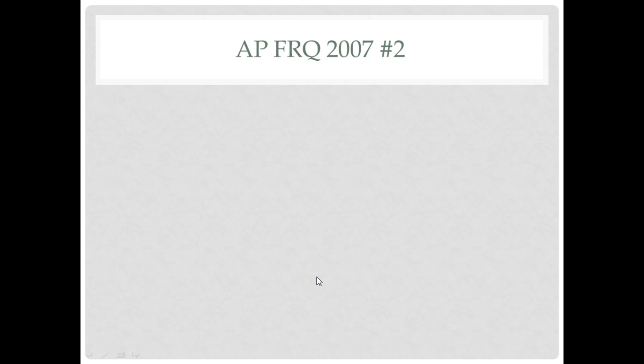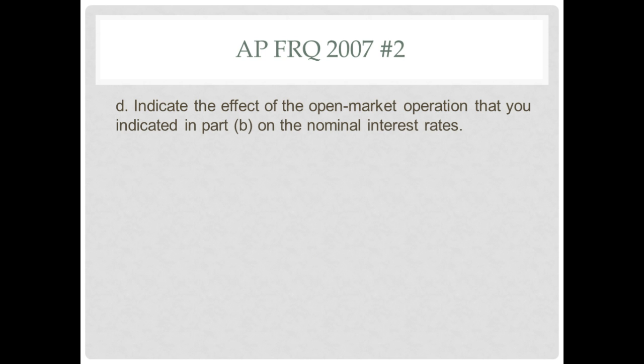All right, moving on to Part D. Part D is pretty straightforward. It says, indicate the effect of the open market operation that you indicated in Part B on the nominal interest rates. All right, well, as we've gone over many times by now, when you buy bonds, you increase the money supply, and an increase in the money supply means that nominal interest rates will decrease. And that is pretty much the answer. That's, again, quite a bit of review, so we won't spend a great deal of time on that.